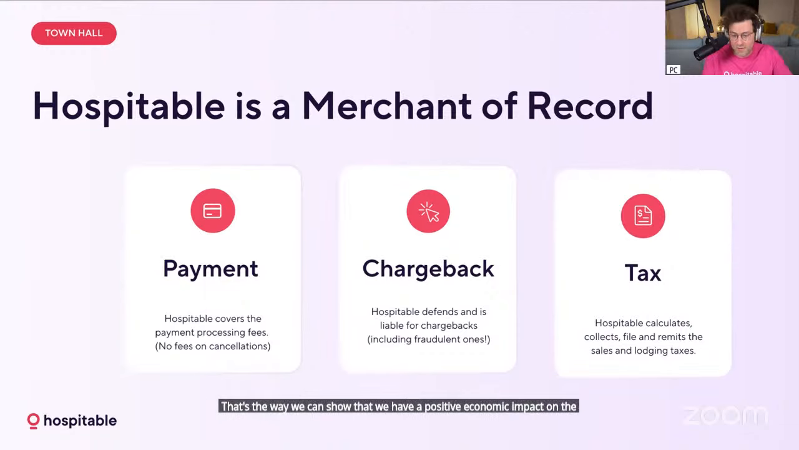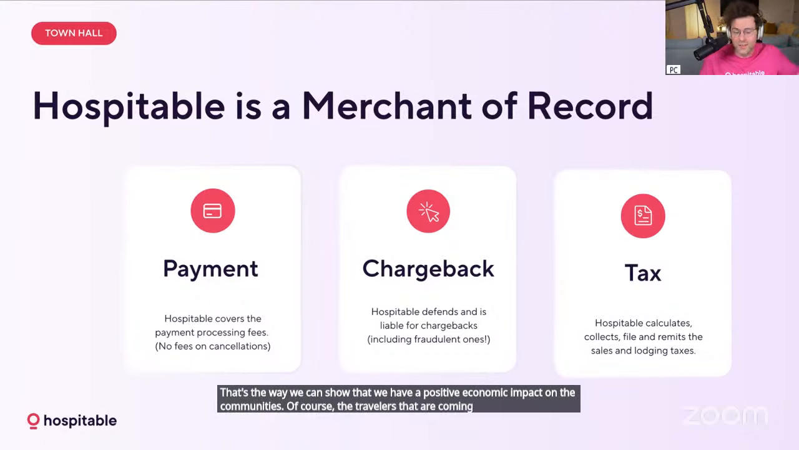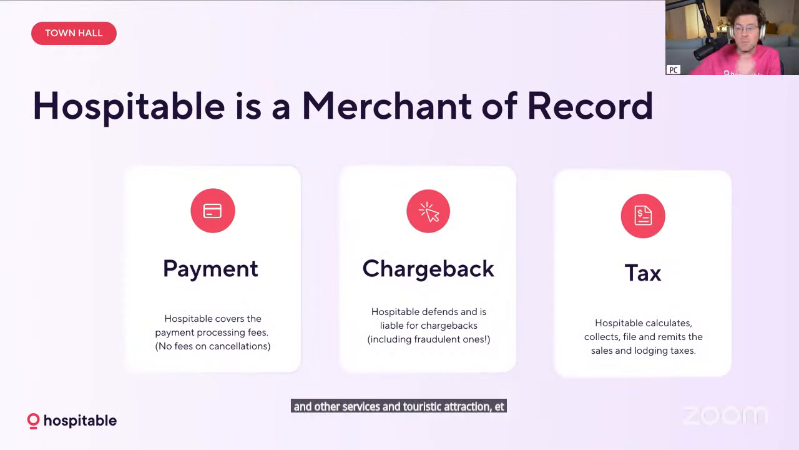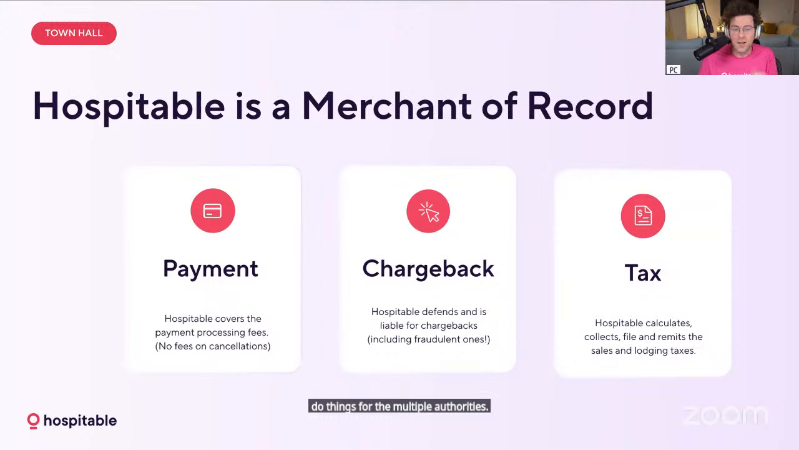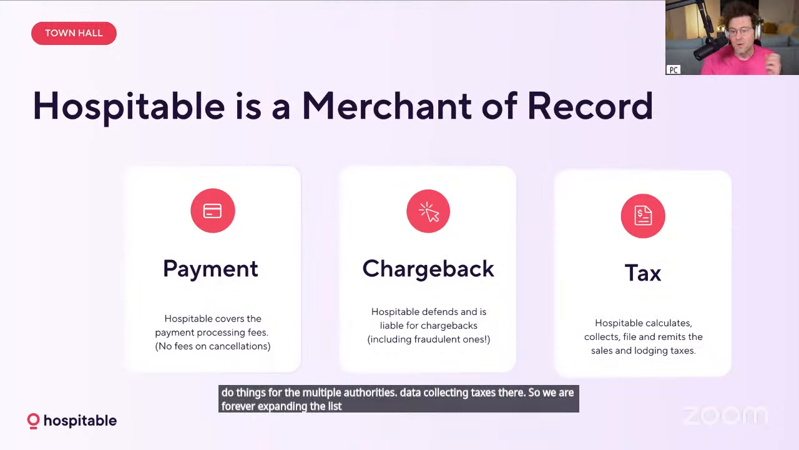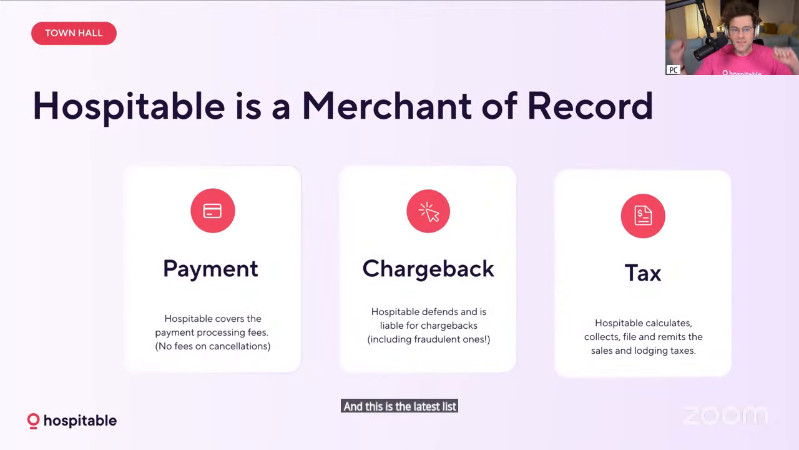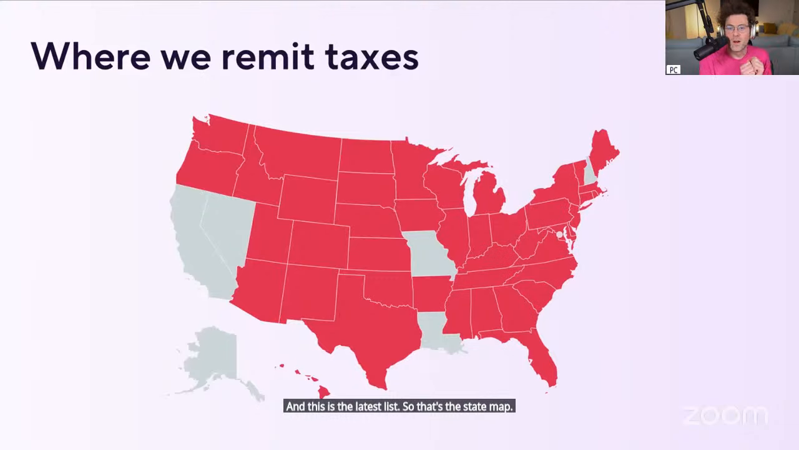That's the way we can show that we have a positive economic impact on the communities. Of course, the travelers coming to our places are going to be spending money on restaurants, other services, and tourist attractions. But we can show that this is also helping the multiple authorities that are collecting taxes there. So we are forever expanding the list of jurisdictions where we file and remit taxes. And this is the latest list. That's the state map as of today in February, and that state map has never looked redder.